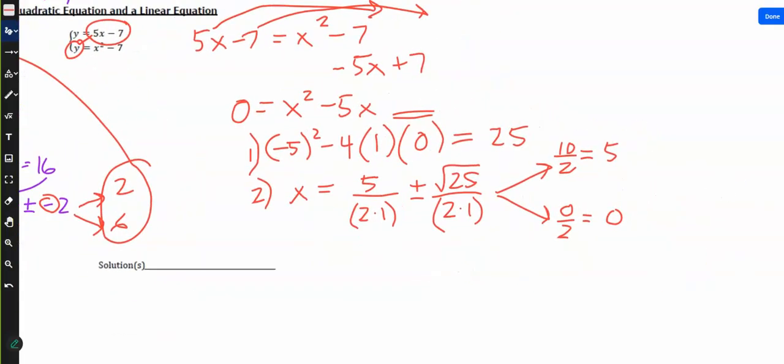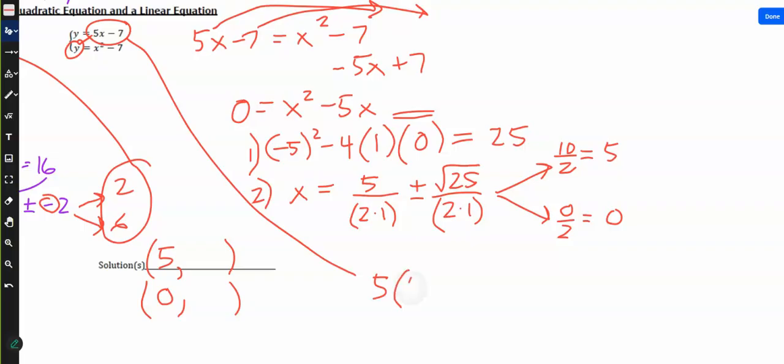So my x's are 5 and 0. Now, what are the y's that go with those? Well, I would have to plug them back in. I usually like to use the linear function, 5 times 5 minus 7, 5 times 0 minus 7. So I get 25 minus 7 is 18, and the last one I get negative 7.